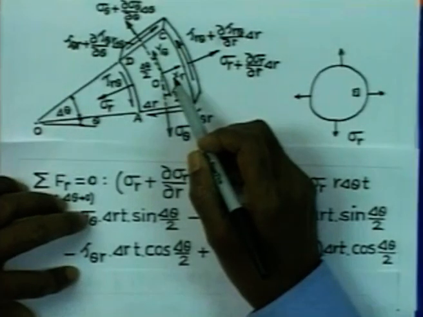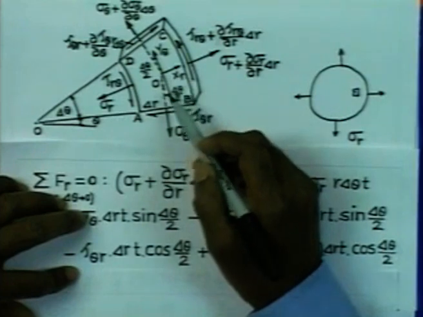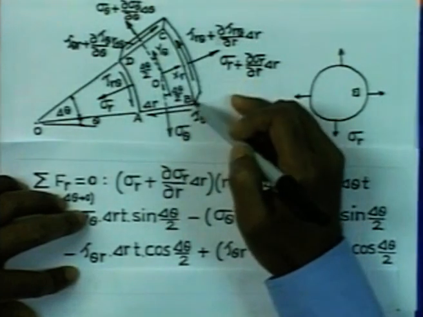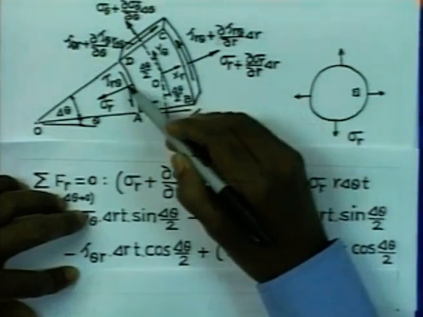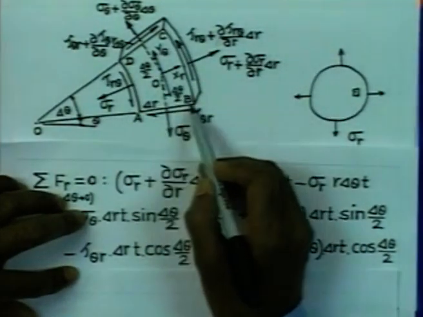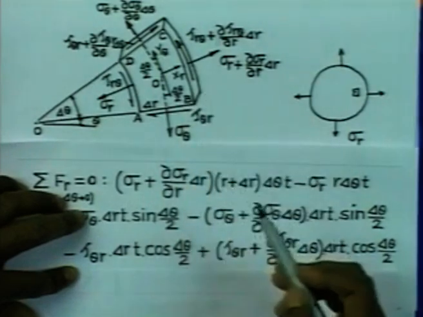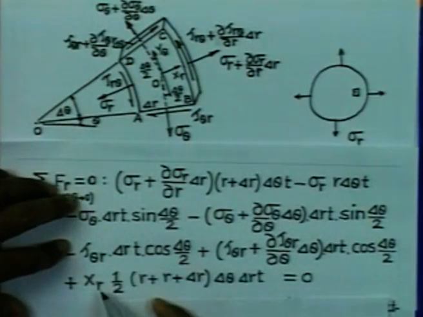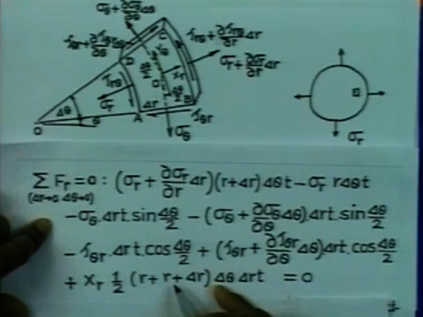Now, on top of this we are going to also have the body force, and this body force magnitude we can find out from the total volume. The total volume we can take it to be, this distance is r delta theta, this distance is r plus delta r into delta theta. So, the average of the distances BC and AD we can take, multiplied by delta r into t, that will give us the volume, multiplied by X_r, that will give us the force, and therefore, if we write that, it comes up to be X_r half r plus r plus delta r into delta r delta theta into t equal to 0.